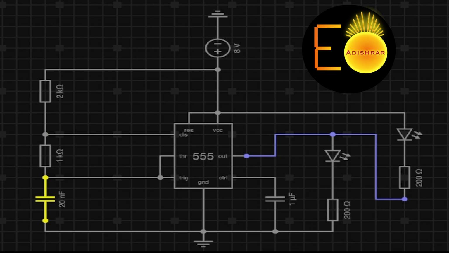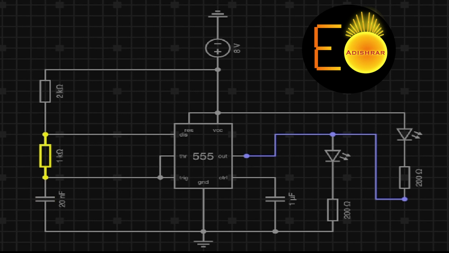You will see that during the charging time of the capacitor, which means when the capacitor is charging from 1/3 to 2/3 VCC, the charging time is more compared to the discharging time, because during the charging time the current is flowing through both the R1 and R2 resistors, and that's why the charging time is greater, because during the discharging time the capacitor is using only this resistor R2.